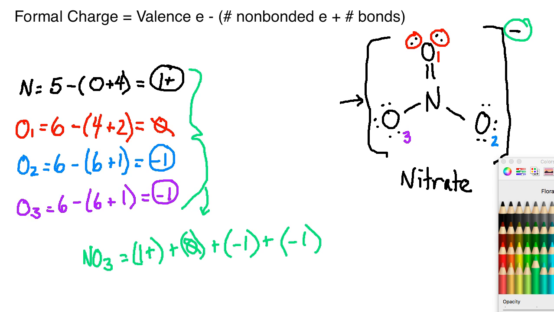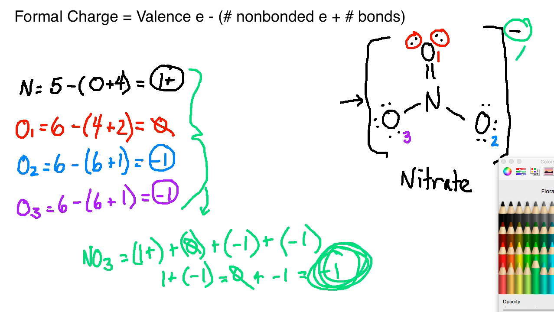So then I take a look at it. I say, well, 1 plus, and I add 0 to it. It's still 1 plus at that point. And then I add a negative 1 to it. If I add a negative 1 to a positive 1, that comes out to 0. And then finally, this last negative 1 over here, 0 plus negative 1, is going to be negative 1 overall. So this negative 1 is exactly what I need to put up here because the formal charge on the overall molecule is negative 1.